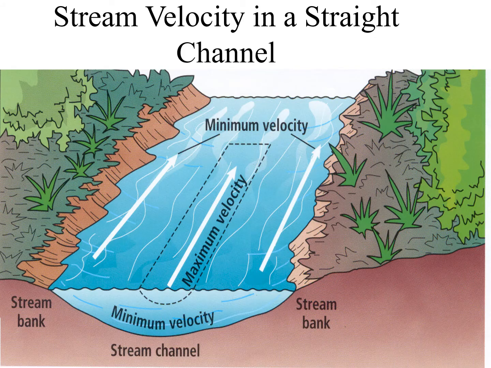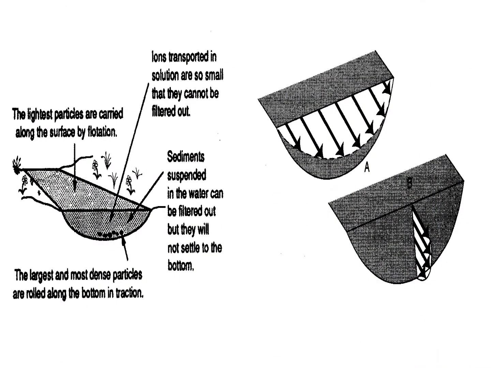Deposition. So here's a stream, and you can see the maximum velocity right in the center, and on the sides of it, it would be much slower. Saying the same thing, these arrows are showing where the stream is going fastest. So fastest at the top, middle.